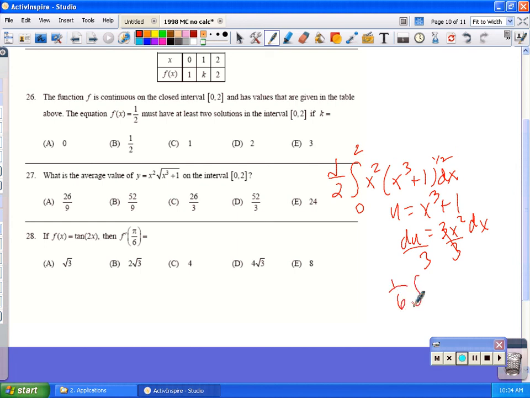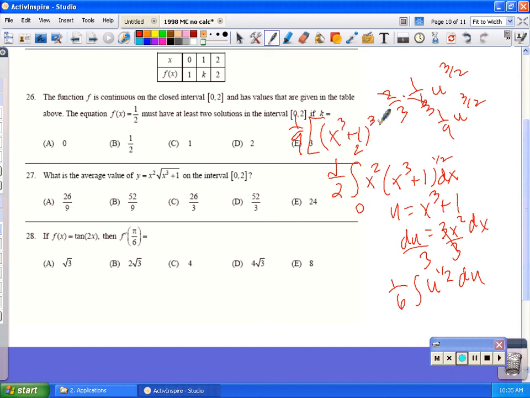1/6 the integral, well, I'm not even going to put anything on it yet. So I'll get u to the 1/2 power du. Yes? I increase the power. I get 1/6 u to the 3/2 multiplied by 2/3. Yes or no? Yes. 2 goes into 6 3 times, and 3 times 3 is 9. Agreed? So we have 1/9 u to the 3/2. So when I put that back in, now I have 1/9 of x cubed plus 1 to the 3/2 power, evaluated from 0 to 2.